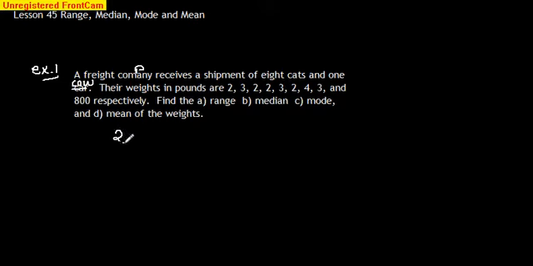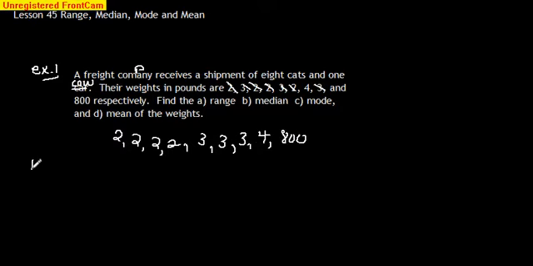So we have a 2, 2, 2, and a 2. 4 2s. 1, 2, 3, 4. Okay. And then we have a 3, and another 3. So we have our 1, 2, 3. We have a 4, and finally an 800.